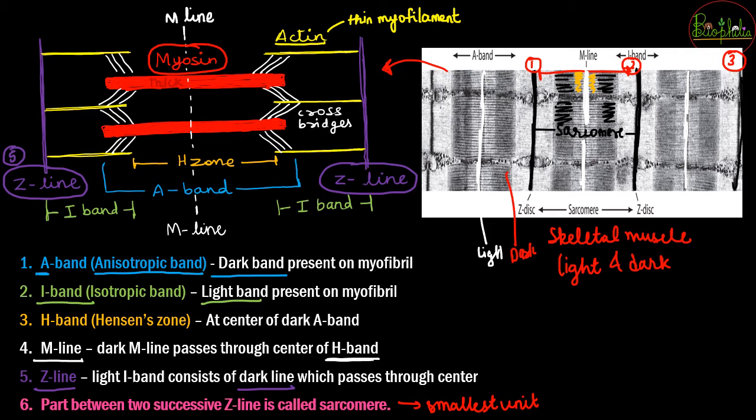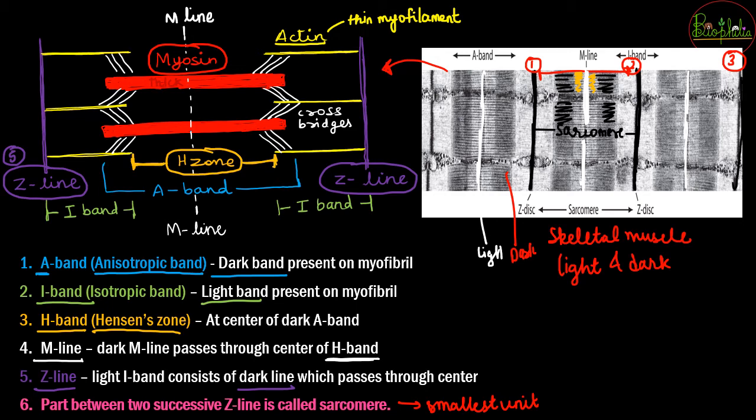Now the gap between the two actin filaments is called the H zone. So can you locate the H zone over here? H zone or H band, also called Hansen's zone. Where is it present? It is present in between the A band, at the center of the dark A band, and its start and end point is going to be between the two actin filaments horizontally. So that is about the H zone.